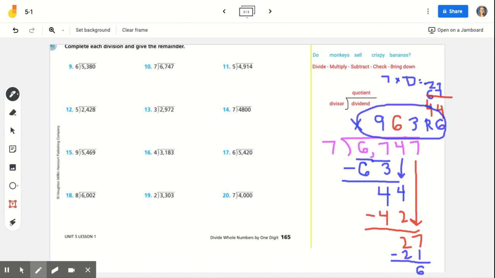Please keep that on your whiteboard, display it to your teacher in just a moment, and then we're going to transfer that into our book. That's the quotient for number 10, and we'll get some more practice in just a moment.